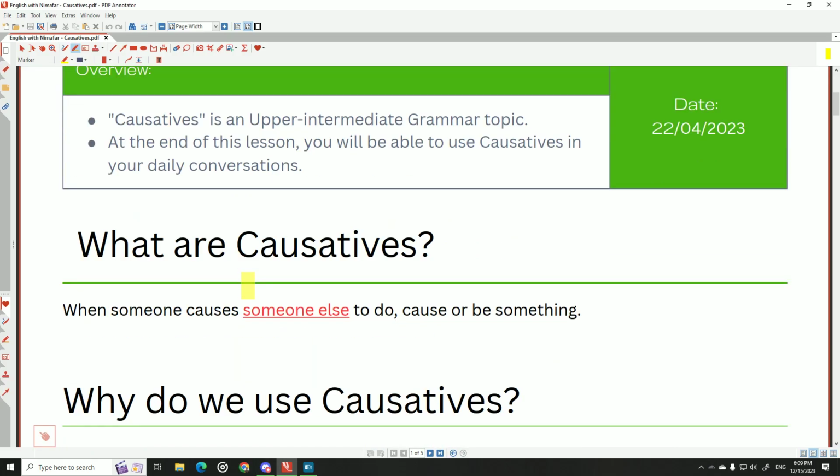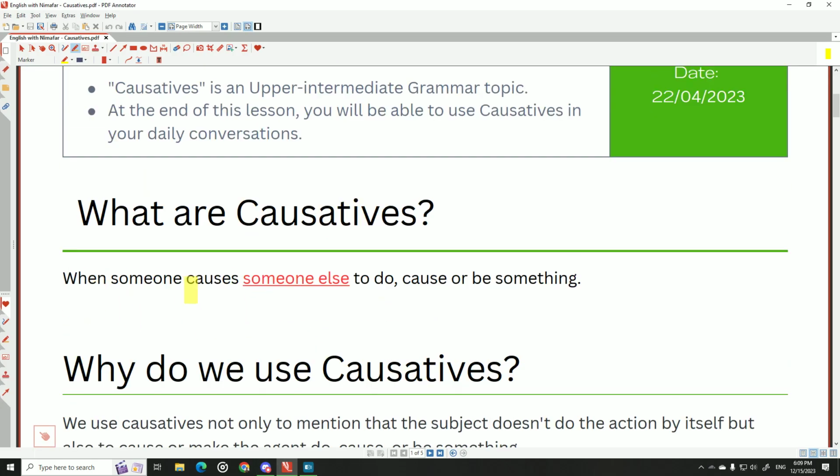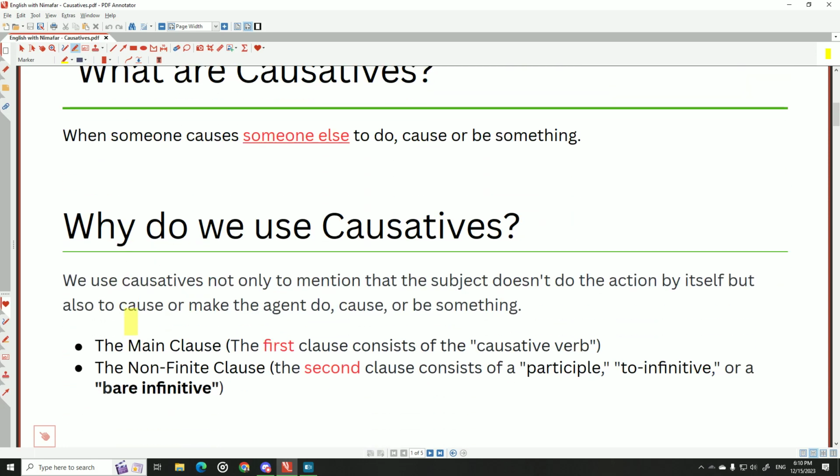So, what are causatives? When someone causes, please look at this screen. When someone causes someone else to do, cause, or be something, that's causative. Why do we use causatives?